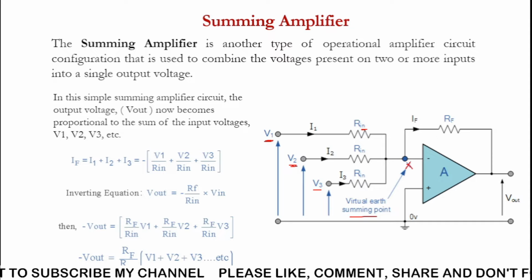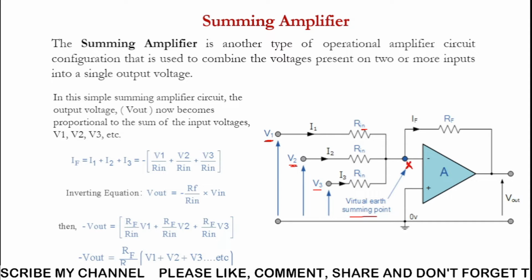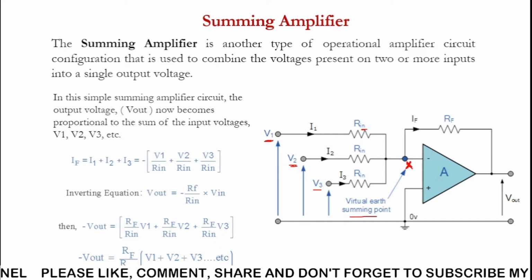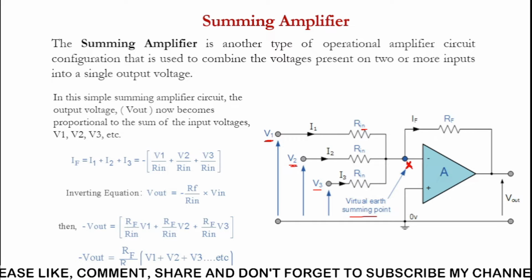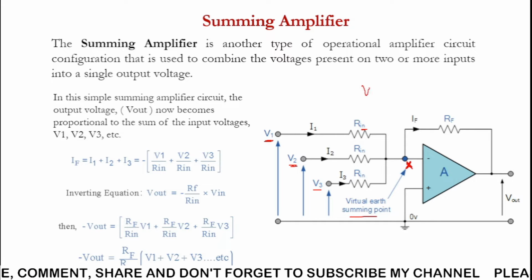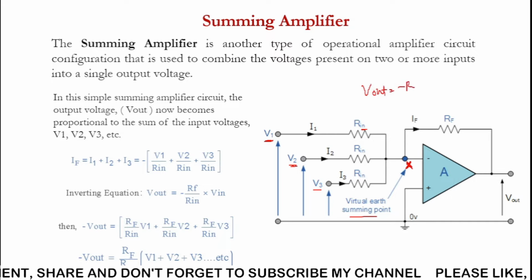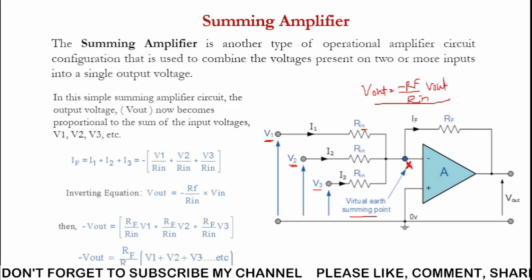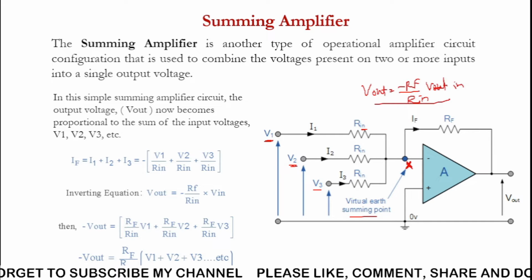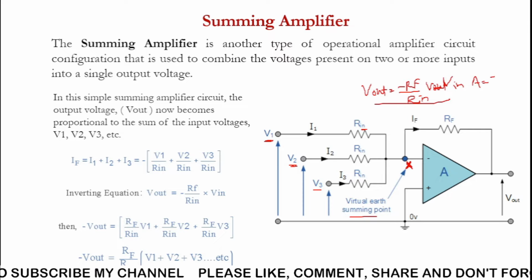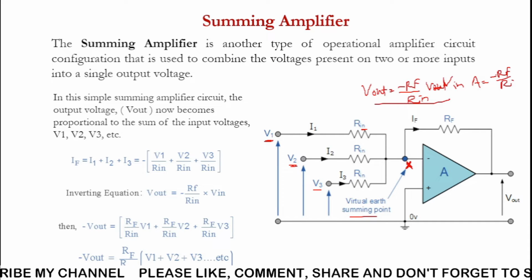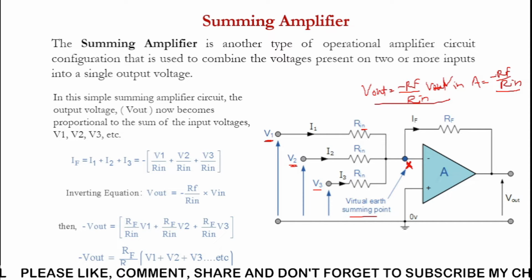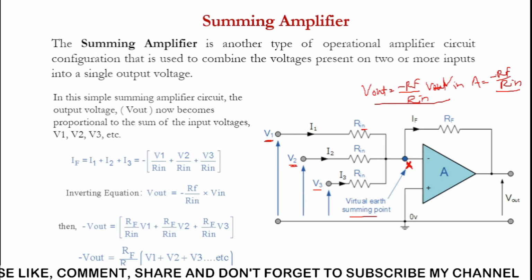Why are we calling it the virtual earth summing point? X, because the non-inverting terminal is connected to ground, so that's why X is at virtual earth, meaning we are considering it to be 0 volt, right? And there is a feedback current IF that will flow through RF. So this is an inverting configuration, you can see it because the input is connected to the inverting terminal. V out is equal to minus RF upon R in. So the gain A is equal to minus RF upon R in, where V out is equal to A into V in.